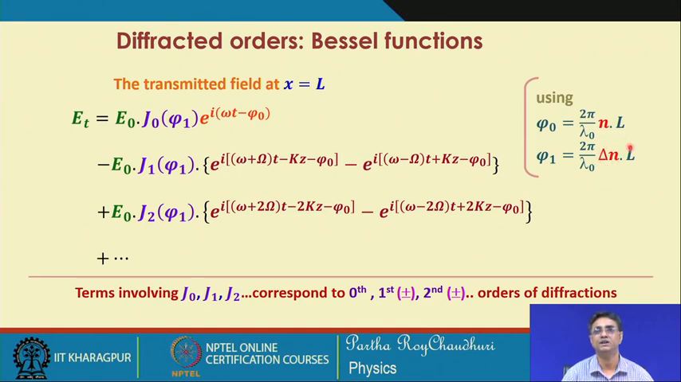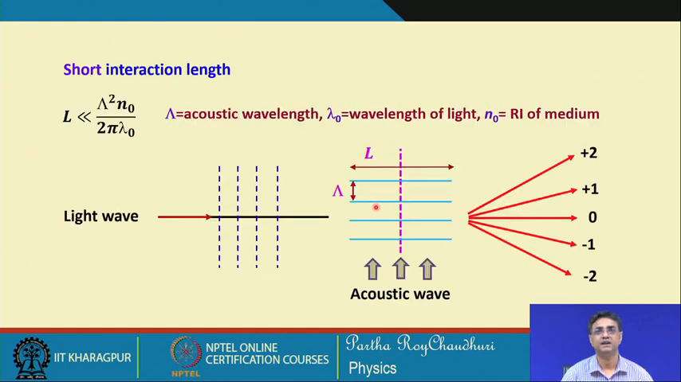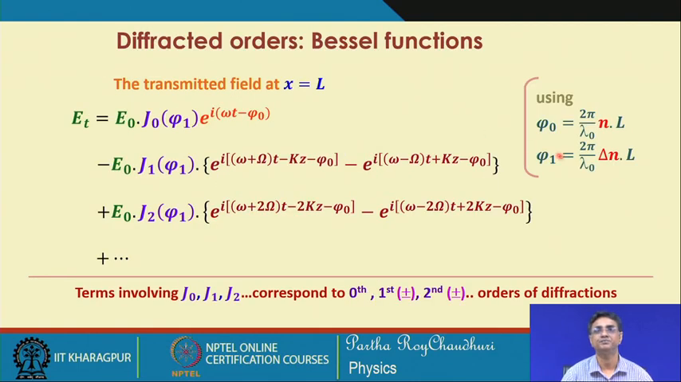So, there will be a local change in the value of delta n depending on the phase of the sine or cosine function. So, this phi 1 is actually modulated over this length. So, this phase phi 1 is now modulated. Therefore, we have these various orders of diffraction: 0th order, first order, second order, plus and minus, etc.